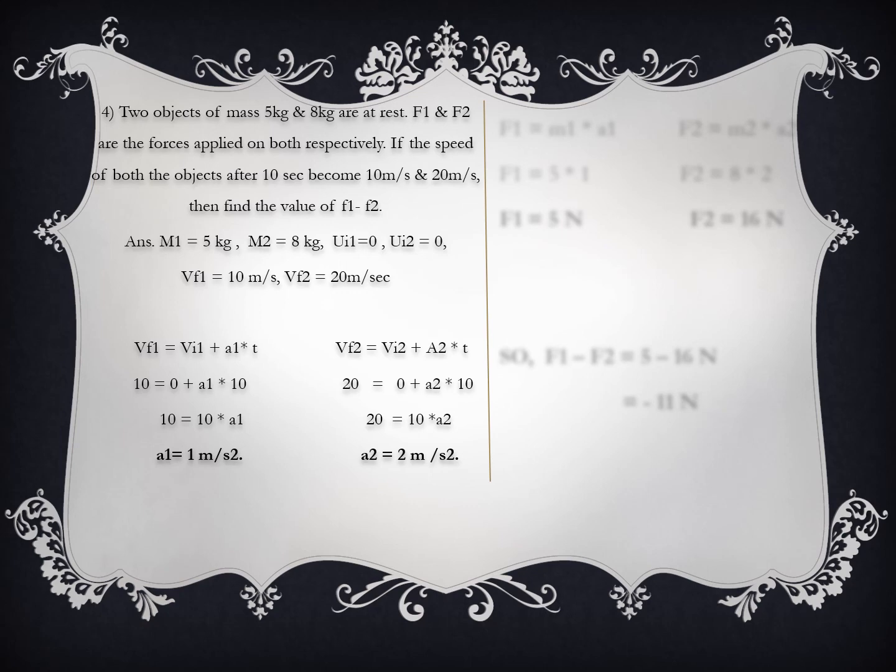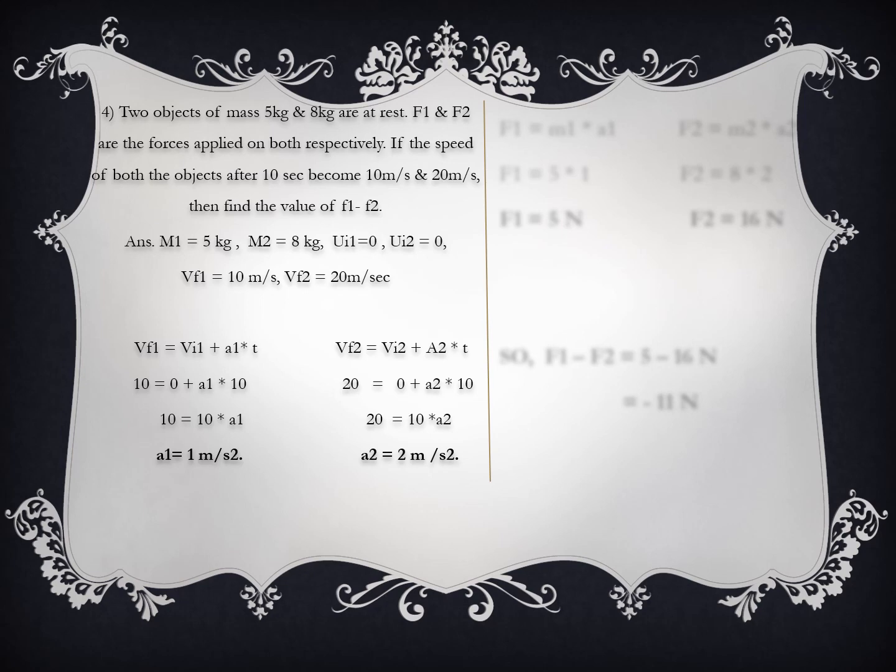We have already learned the equations of motion. According to the equation of motion, Vf is equal to initial velocity plus acceleration into time, that you can see in the image. So the value of Vf is 10, Vi is 0, acceleration we have to find, and the time given is 10 seconds. So the acceleration of the first object is 1 meter per second square.